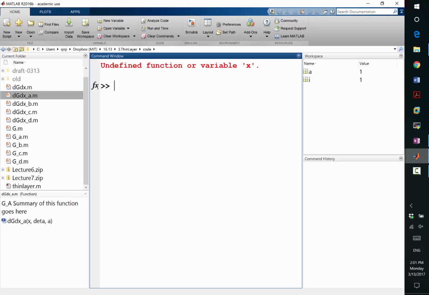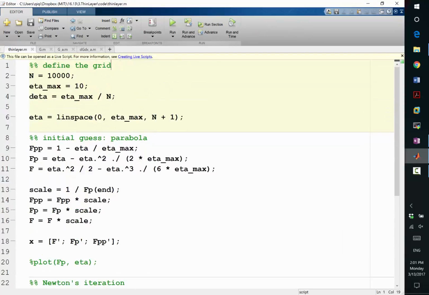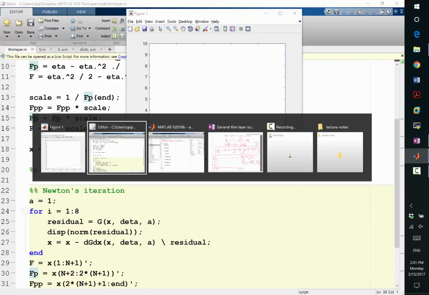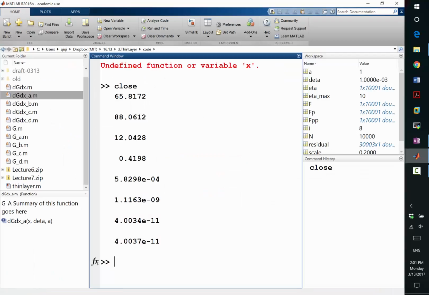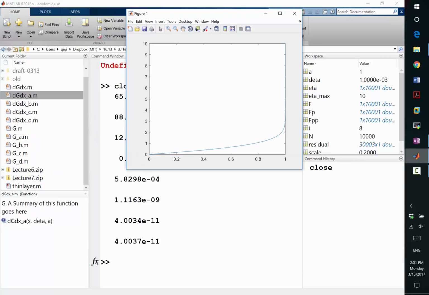Something is wrong. Okay. Oh, we haven't run this yet. So we want to define the grid, initial guess, and Newton's iteration. Let me see if it converged. Yeah, it converged very nicely. Alright, so we get an initial condition that corresponds to a stagnation point flow.